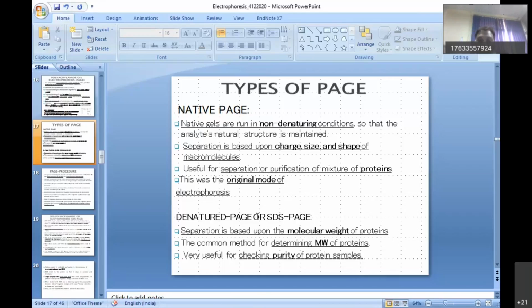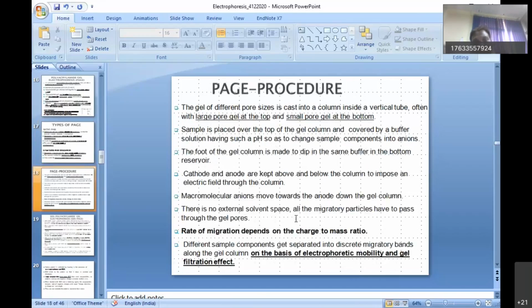While in the case of SDS-PAGE, also known as denatured PAGE, you will use SDS, which is basically a detergent. It breaks the disulfide bonds of the protein, and it also gives an anionic character to the protein molecule. When you load your denatured protein in a gel, it moves from the negative to the positive charge, and it will be resolved.